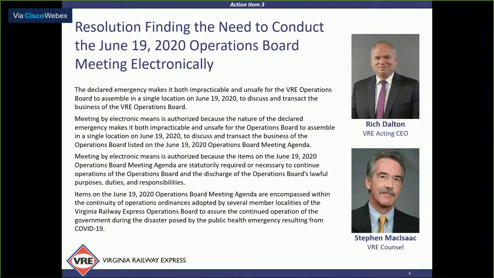Do I have a motion and a second to approve resolution 3-05-20, finding need to conduct the June 19th, 2020 meeting electronically? So moved, Mr. Chairman. Are there any questions regarding this resolution? Would the clerk please call roll for the vote to approve resolution 3-05-20?